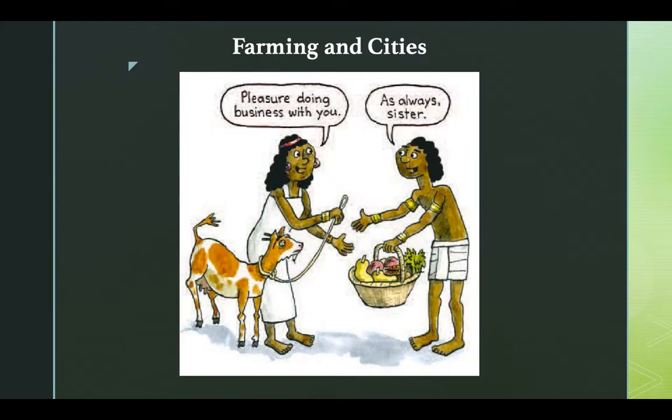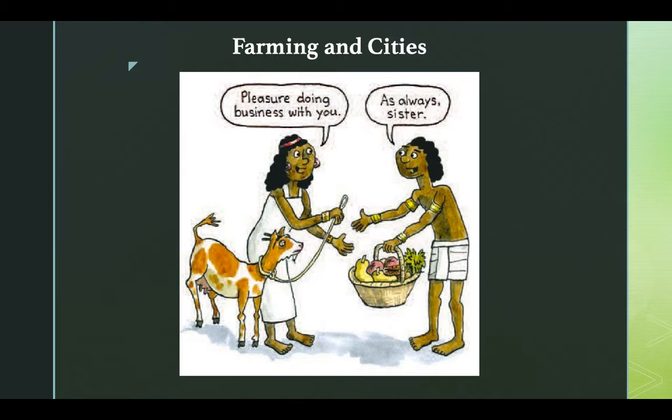And the last slide here on farming and cities has to do with trading. So in the cities, trading emerged, right? People started to trade their goods and their services. It was just more efficient. So here's a picture of a woman saying, "Pleasure doing business with you," and the man says back, "As always, sister." She's trading what looks like a goat for a basket of produce, fruits and vegetables.